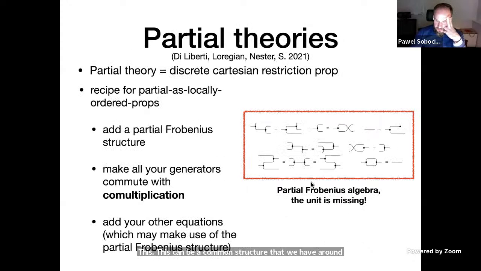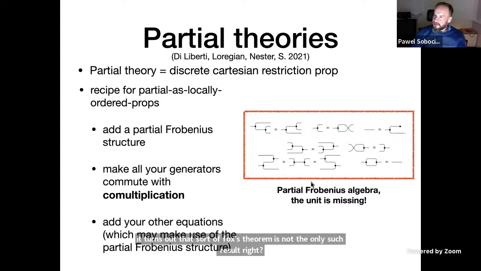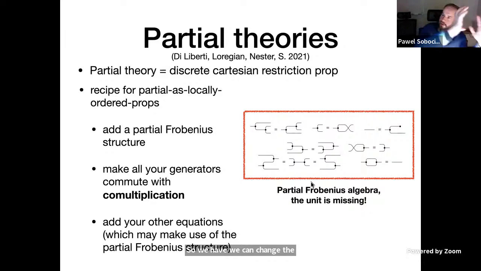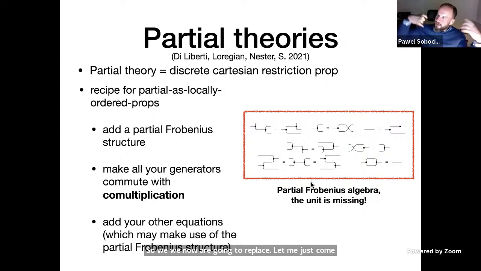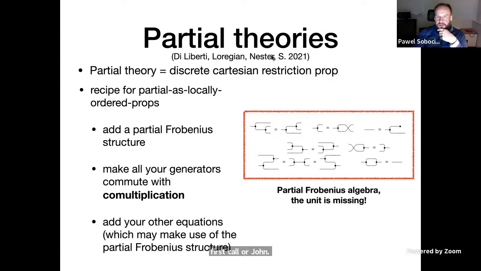Now, what's the advantage of taking this point of view? Well, it turns out that Fox's theorem is not the only such result, right? So we can change this algebraic structure. We are now going to replace commutative comonoids with something else and obtain a very similar universal algebraic story. So one can essentially tell the story for the thing that we've called partial theories. This is joint work with Ivan Di Liberti, Fosco Loregian, and Chad Nester. We had a paper last year at POPL.